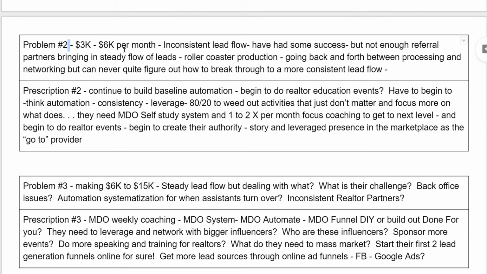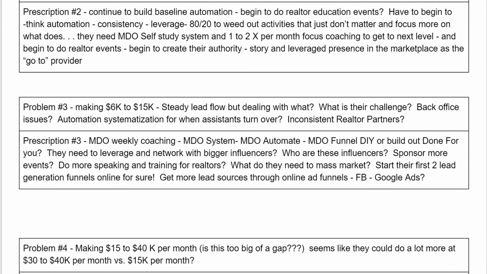So the second problem, see, these are all segments in the bucket based on their answers. If they're in the $3,000 to $6,000 per month range, they're having inconsistent lead flow, and so on. We need to make sure we have all their symptoms correct so we can market to them properly. Then prescription number 2 is going to be, what are we going to offer them? What's the price point? What are the upsells, cross-sells, all that, based on them being at this $3,000 to $6,000 per month range.